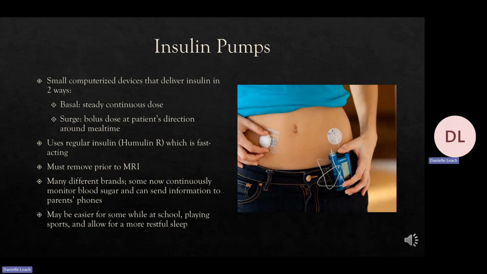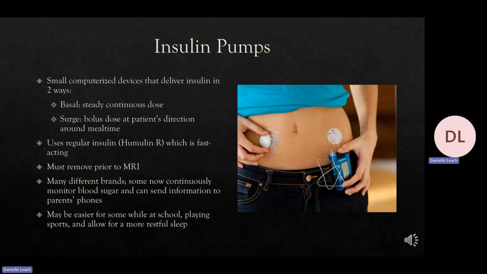Insulin pumps can be a really great intervention for children, most notably with type 1 diabetes. But what it is, is a small computerized device that delivers insulin in two different ways. So it can deliver a basal dose, which is a steady, continuous dose of insulin around the clock. And it can also deliver a surge, which is like a bolus dose at the patient's direction, usually around mealtime. Insulin pumps use regular insulin, such as Humulin R, for example, which is a fast-acting insulin.